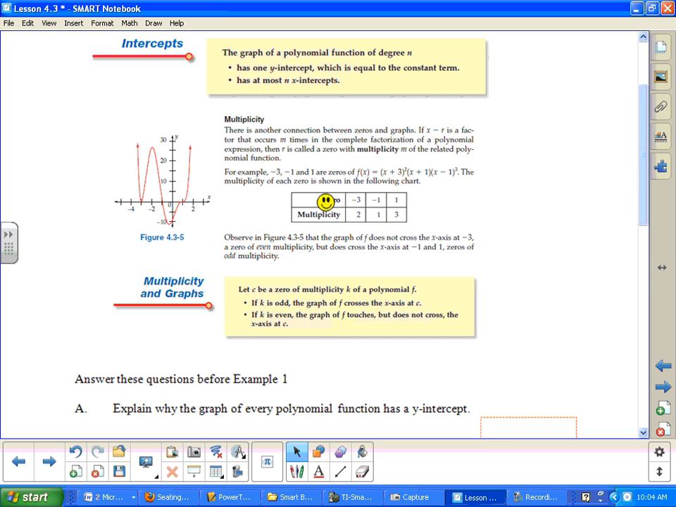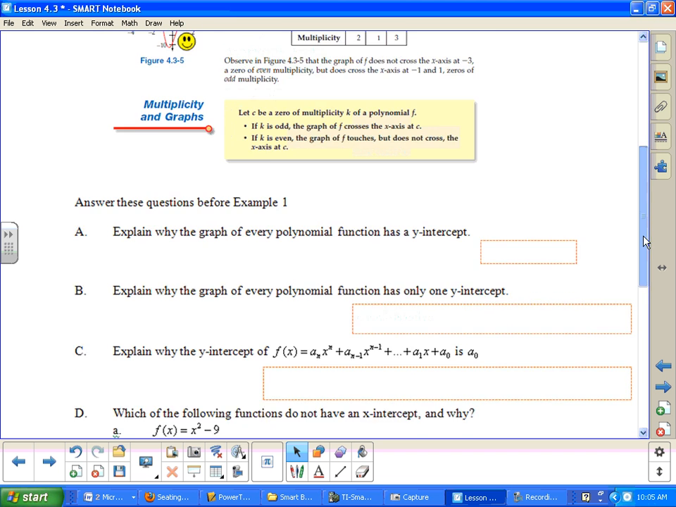Now, when you're looking at your graph, how you can tell this is if its degree is even, it touches the x-axis, and looks like a quadratic function here. If it's 1, it's just going to go right through the x-axis like this one does here. And if it's odd but greater than 1, then it's going to look like this one here at positive 1, where it bends when it goes through the x-axis. So it says if k is odd, the graph crosses the x-axis at c. If it's even, the graph touches. So odd is going to go through, even it's going to touch. If the odd is greater than 1, it's going to bend like this one does.